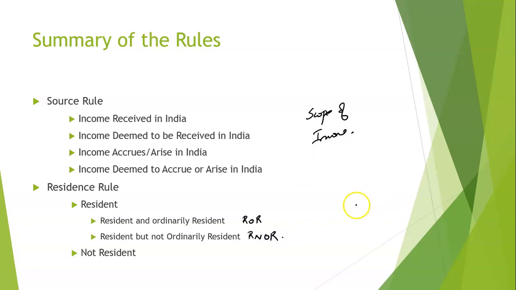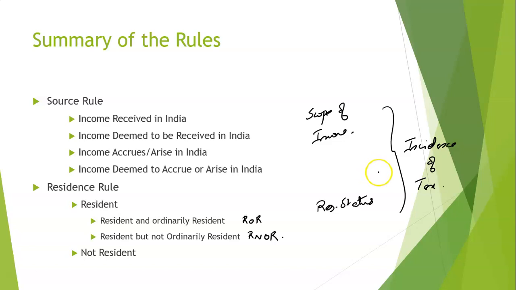Understood? And this whole rule tells us about the residential status. And these two rules together tell us about the incidence of tax. That is how and when tax becomes applicable to a particular income. Right? So two rules, source rule and residence rule.